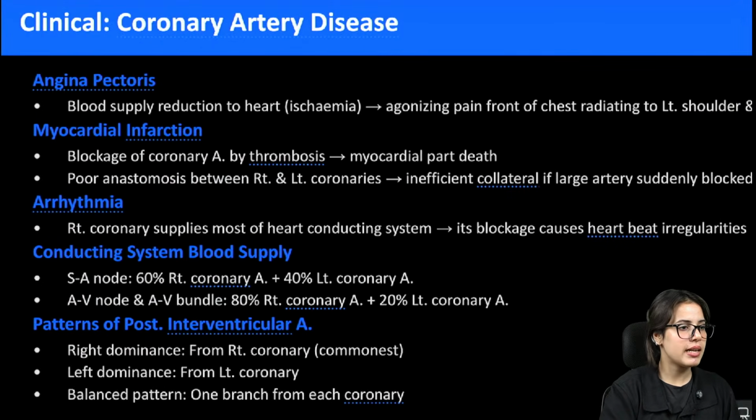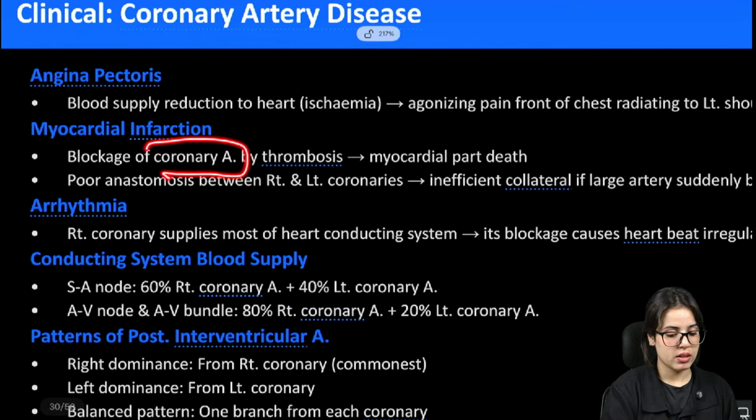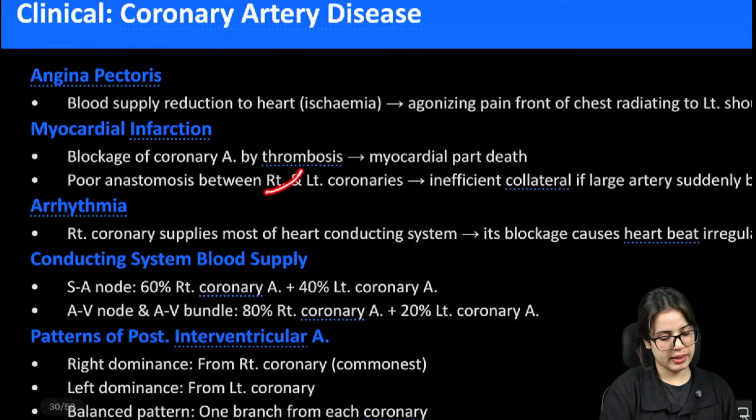So if there is less blood supply, it's called ischemia. That's angina pectoris. Myocardial infarction, there's a blockage of a coronary artery by thrombosis, by deposition, or atherosclerosis, so many things. Myocardial part death. Then poor anastomosis between right and left coronary arteries could also cause this.